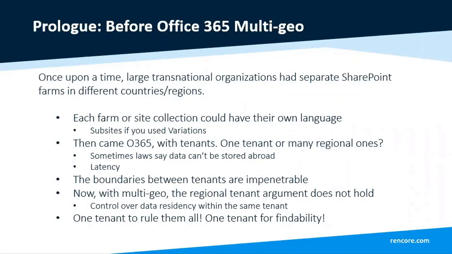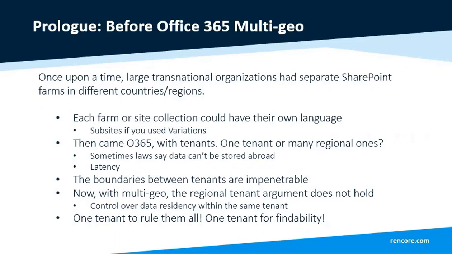They're treated like competitors. If your company decides to have two different tenants, there's no way to share information between those two tenants. It's no more easy to share information between the two than it is to share information with one of your competitors. So that's a very good argument not to have regional tenants, to have one single one. But now there's a new feature since last year in Office 365 called Multi-geo.